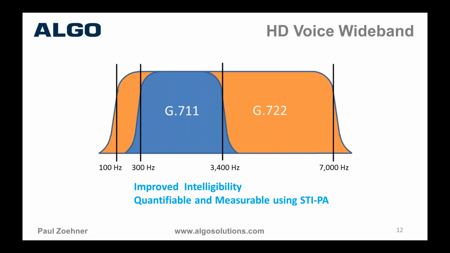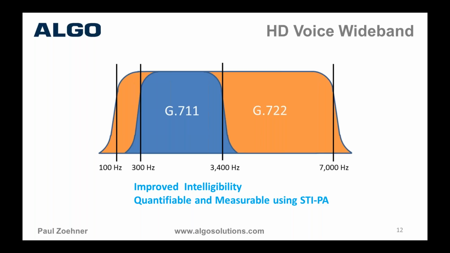That extension at the bottom end from 300 hertz to 100 hertz is the information that's missing that makes my voice sound different to you over the telephone or if I was standing in front of you directly. That lower band doesn't contribute to intelligibility. It does give the voice a more natural sound. For music, you would probably want that.